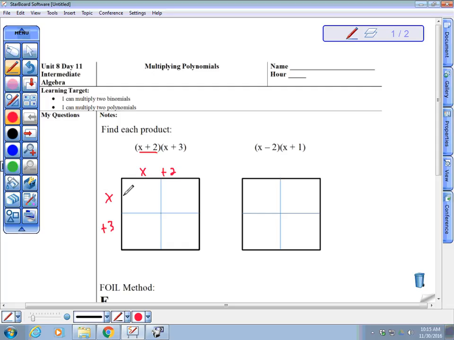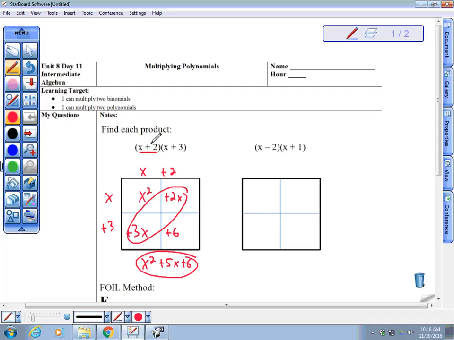So this x and that x multiplied together gives me x squared. This 2 and that x, when I go down and across, I get a plus 2x. That x and 3 is going to give me 3x. And a plus 2 and a plus 3 is a plus 6. Combining your like terms, you'll get x squared plus 5x plus 6.